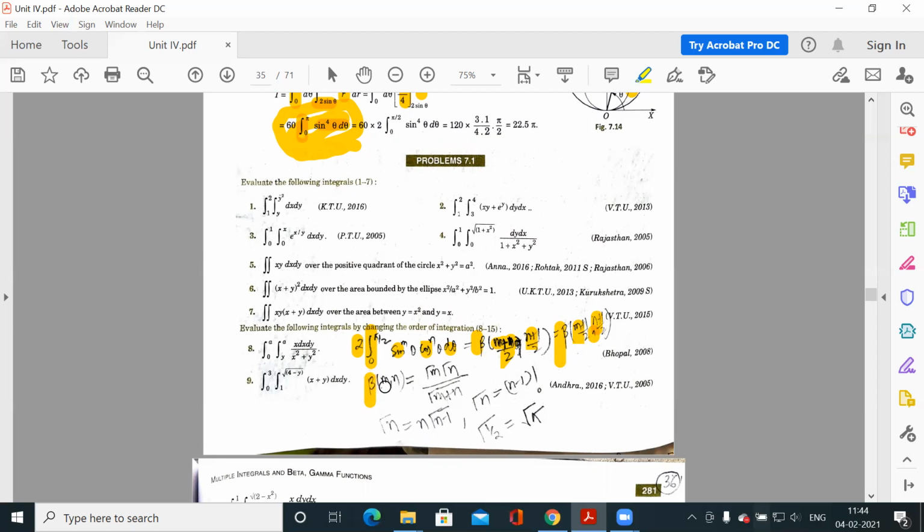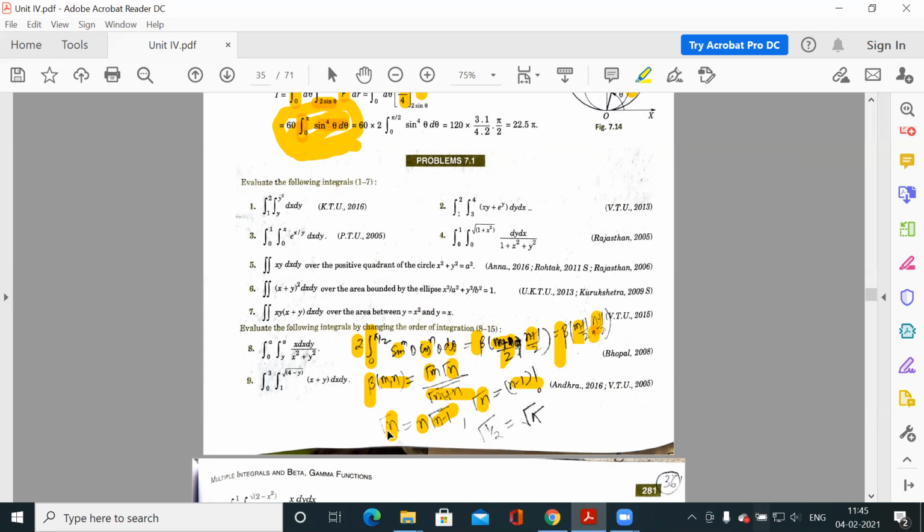The beta m, n value is gamma m times gamma n divided by gamma m plus n. So this is the gamma function. Now what is the value of gamma n? Gamma n is equal to n minus 1 factorial. If n is a positive integer, we will use this definition: gamma n is equal to factorial n minus 1. That means, suppose gamma 6 is factorial 5, gamma 10 is factorial 9.